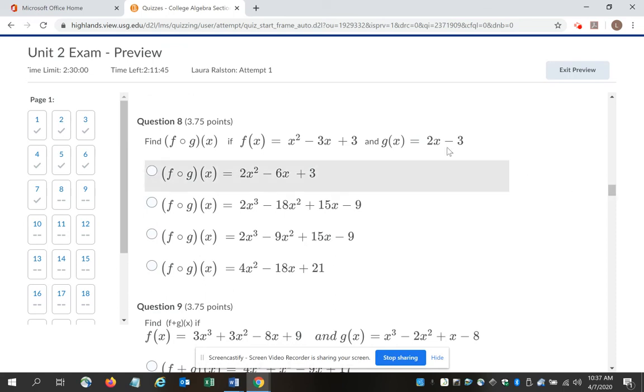Question 8 is a composition problem. It asks you to do f composed with g at x, and it tells you that f of x is x squared minus 3x plus 3, and g of x is 2x minus 3. I know it's a composition because of that little circle there.